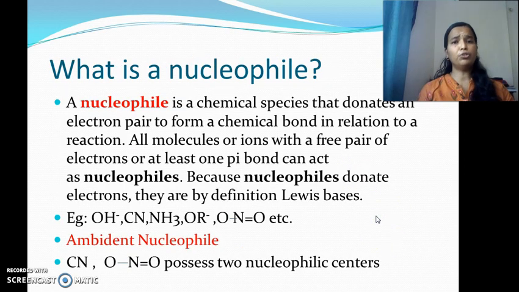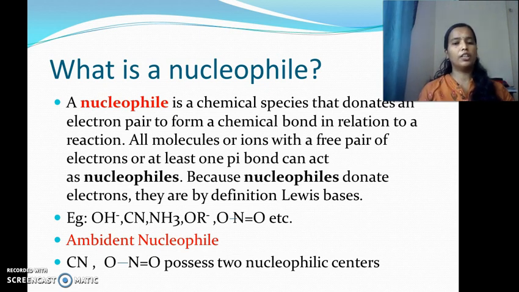Before going on to nucleophilic substitution reaction, let us understand what is a nucleophile. From the word itself you can understand: nucleo means nucleus and phile or philic means liking. So nucleophile means nucleus loving or nucleus liking species. It may contain excess of electrons. A nucleophile is a chemical species that donates an electron pair to form a chemical bond in a chemical reaction. So a nucleophile will contain excess of electrons or a negative charge, so that they can donate those electrons and form a chemical bond.